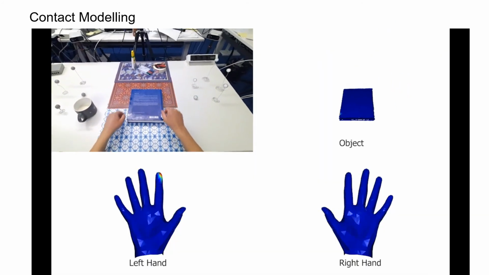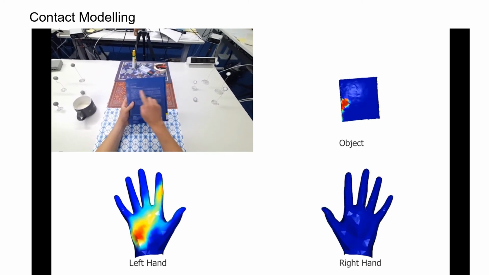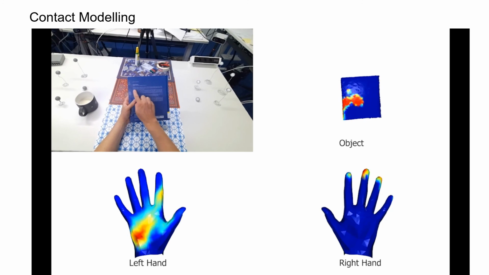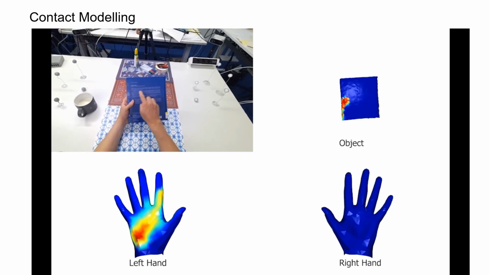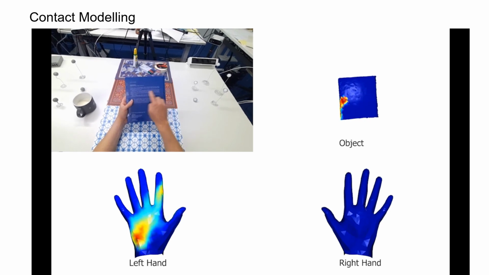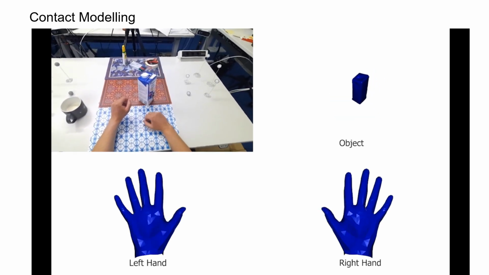Having precise hand and object pose annotations and meshes, our dataset further facilitates modeling hand-object contact. We visualize the contact maps of our dataset using a histogram, counting the number of neighbors for each vertex.